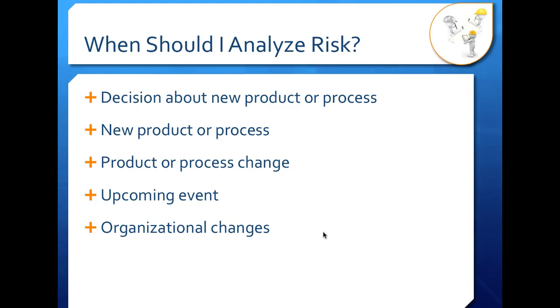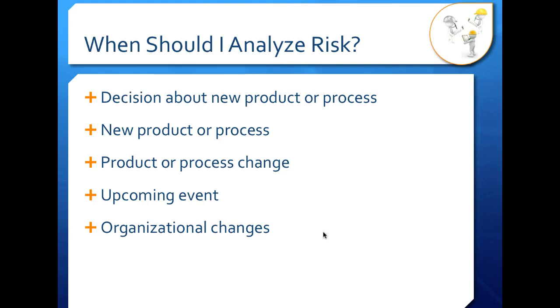If you make a process change, let's say you put in a recycle loop for your processed water. Well, what does that do to your processed water? Does it change the chemical balance? Does it shift the microbial load? Does it change the temperature? What happens to it? If you have an upcoming event, you need to do a risk analysis.